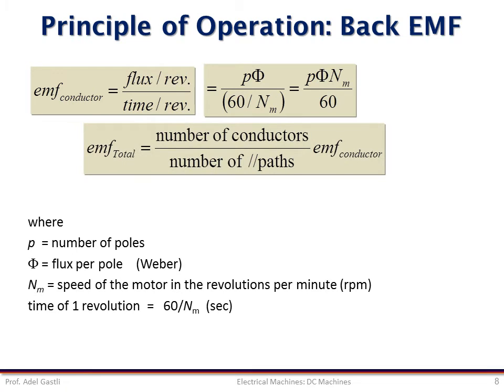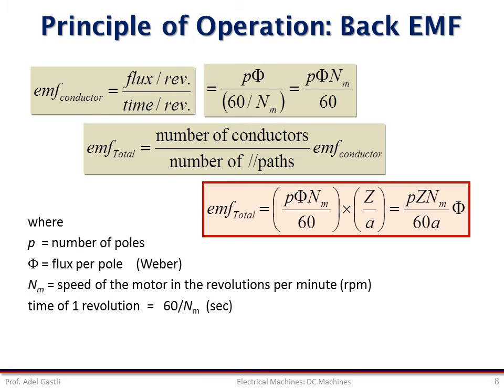Since the total EMF is actually the sum of all EMFs produced by all the conductors of coils connected in series, which number is equal to the total number of conductors in the armature divided by the number of parallel paths, then we can write the total EMF expression as shown here.